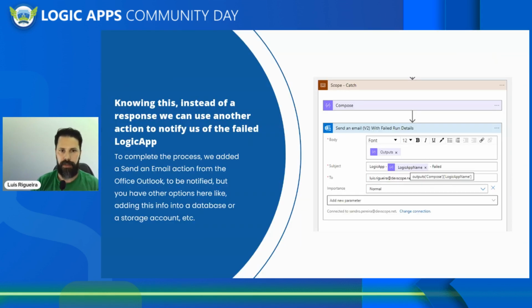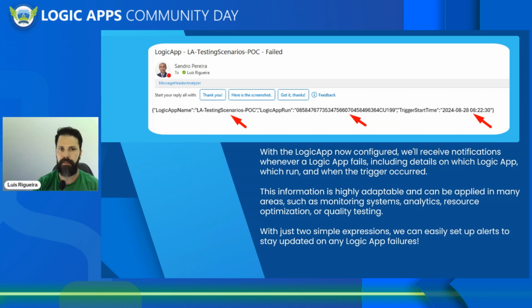Knowing this, instead of a response, we can use another action to notify us of the failed logic app. And to complete the process, we added a send email action from Office Outlook to be notified. But you can have other options here, like adding this info into a database or a storage account, etc.